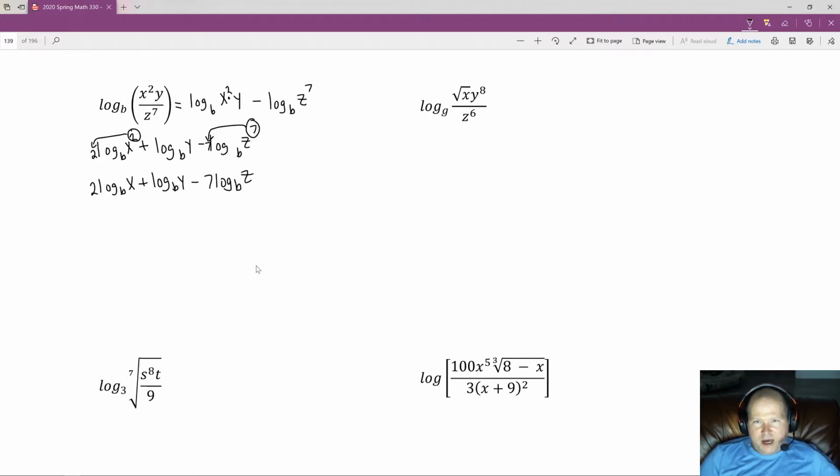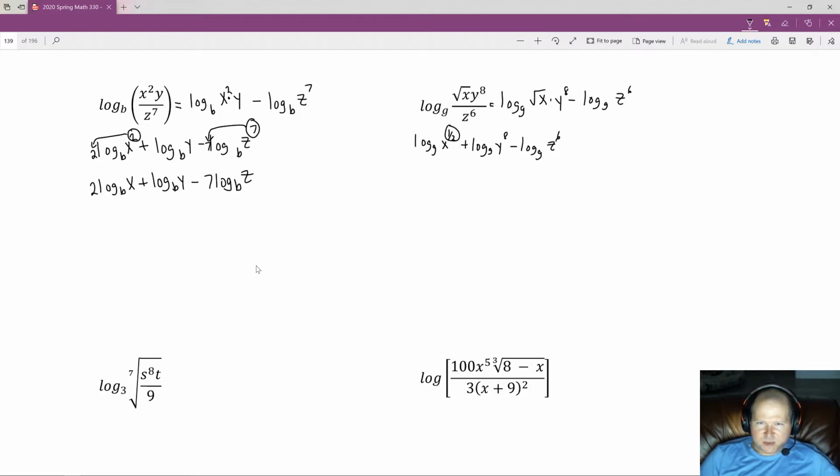All right, moving on to the next one. Now, we do have a fraction, so I'm probably going to start with turning the division or fraction into subtracting logs. So we end up with log base g of square root of x times y to the 8th, the y to the 8th not underneath the radical sign. And that's minus log base g of z to the 6th. Okay, so I'm going to tear apart the first one because I have multiplication there, so I can break that apart into two logs being added to each other. So I end up with log base g of square root of x, I'm just going to rewrite that as x to the half power, plus log base g of y to the 8th power minus log base g of z to the 6th power.